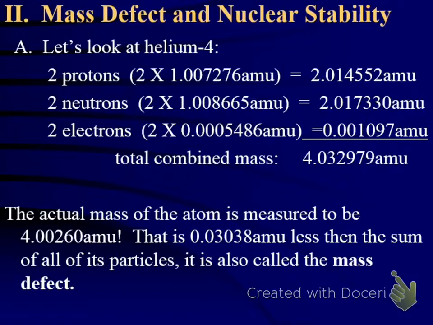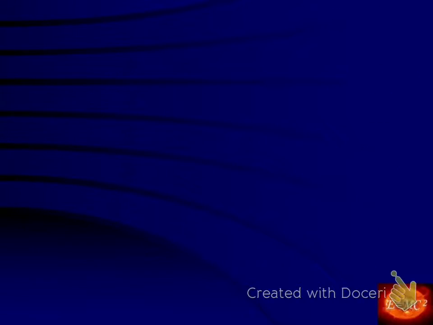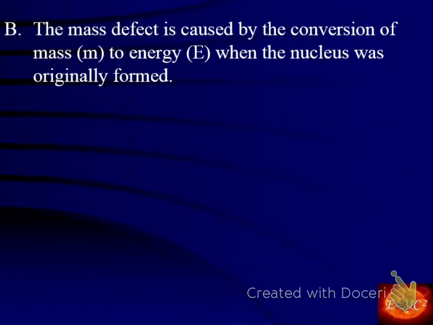Okay, and that's basically the amount of mass that was converted into energy. So when we're talking about a helium atom, basically this amount of mass was converted to energy. So that's where that difference comes from. Every nuclide has a mass defect. The mass defect is caused by the conversion of the mass to the energy when the nucleus was originally formed.